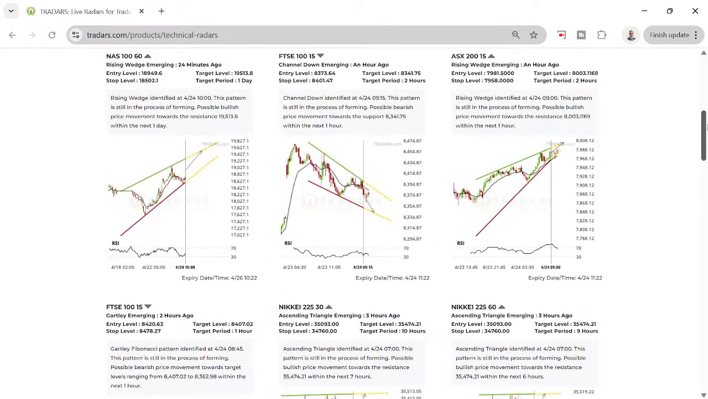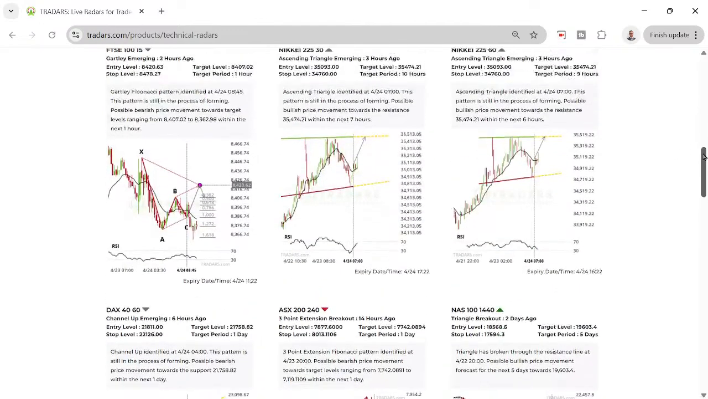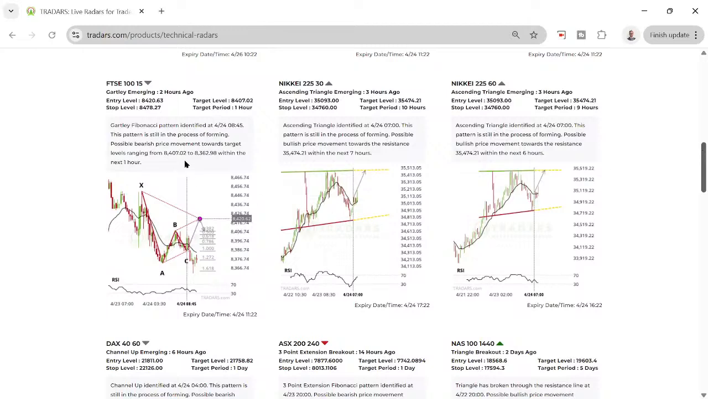So here we are looking at FTSE on the 15, and it shows down, but we want it to go up. When we look at the FTSE, the same time frame, same index, but it's also producing a Gartley pattern, a harmonic pattern, much more complicated, but it says the same thing, down. Okay. And of course, you got this 2 hours ago. We were probably getting ready to trade the market open, right? Yeah.